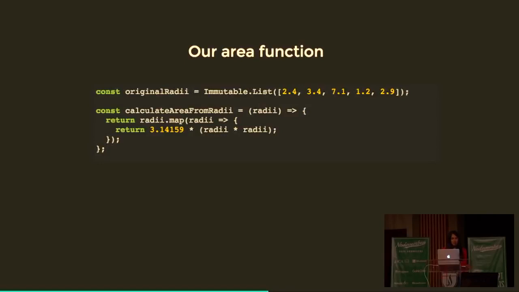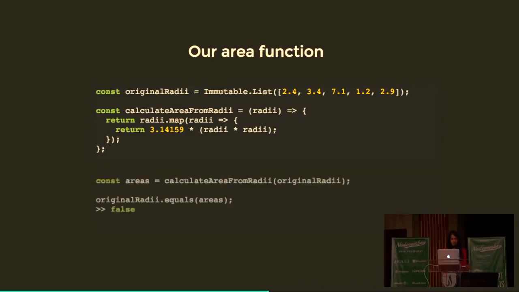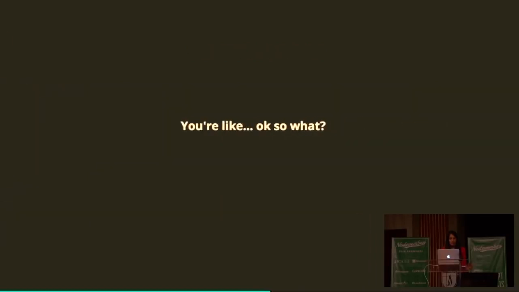And because we're using immutable data, we're forced to map over it and return a new array. So here we're just mapping over the input radii and calculating the area. And now if we check that the original radii equals the new areas, it doesn't. So now our data is immutable. And you're probably like, OK, so what? Why would I care about this, right?